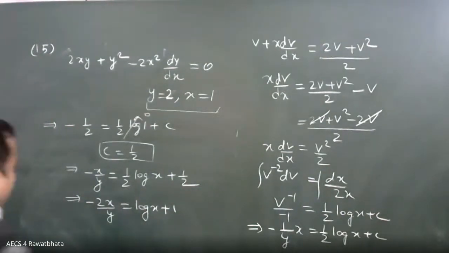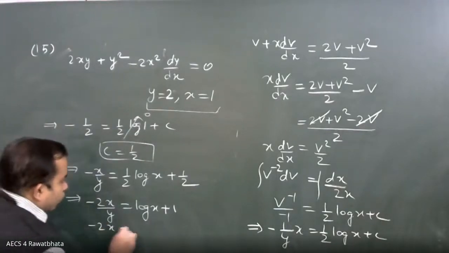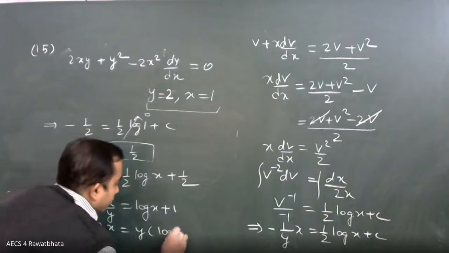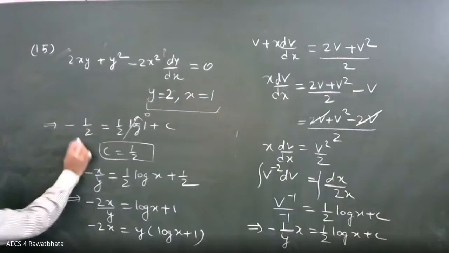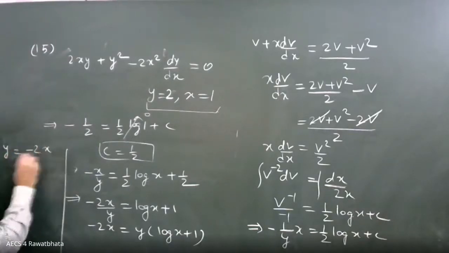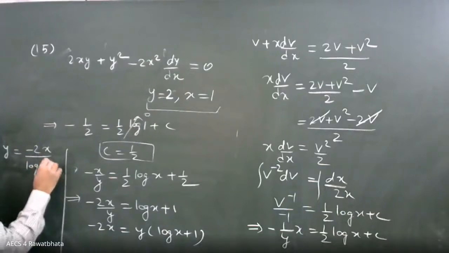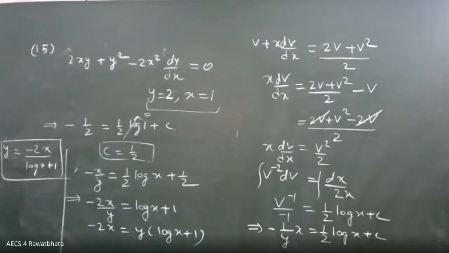Okay. Y का value निकालना होगा. Y will be minus 2x equal to y into log x plus 1. So maximum y का value निकाला होगा मेरे ख्याल से. So y equals to minus 2x upon log x plus 1. Is this? Friends, is this the answer? Y equals to 2x upon 1 minus log x. Upon 1 minus log x.